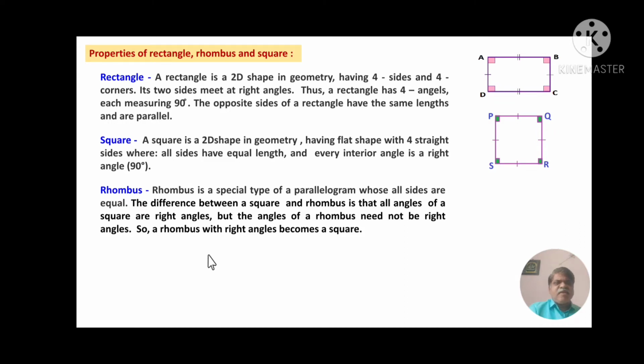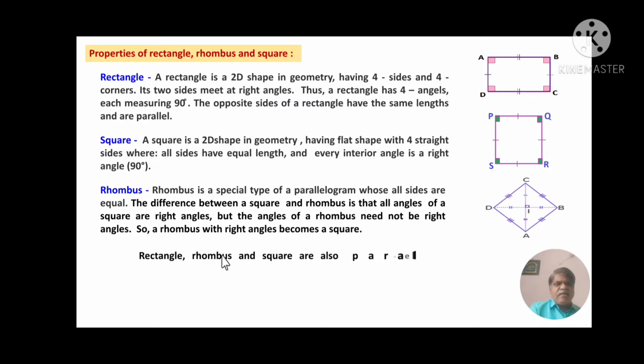Rhombus is a special type of parallelogram whose all sides are equal. The difference between a square and a rhombus is that all angles of a square are right angles, but the angles of a rhombus need not be right angles. So, a rhombus with right angles becomes a square. In the adjoining figure, you could see a rhombus ABCD shown with all sides congruent.